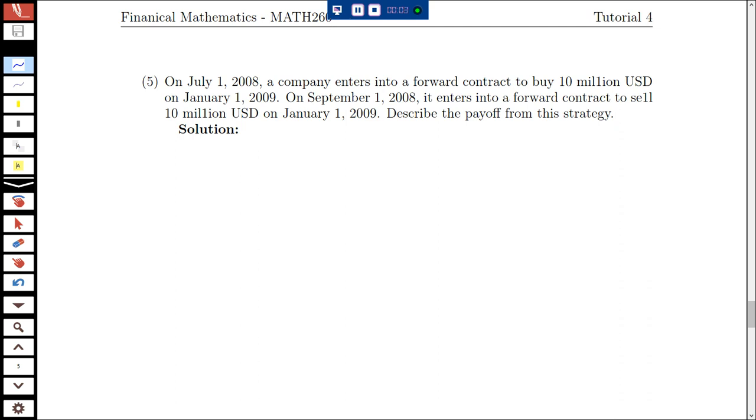Okay, let's take a look at tutorial 4, question 5. I haven't written an answer for this one yet, so it might involve some thinking as we go along.